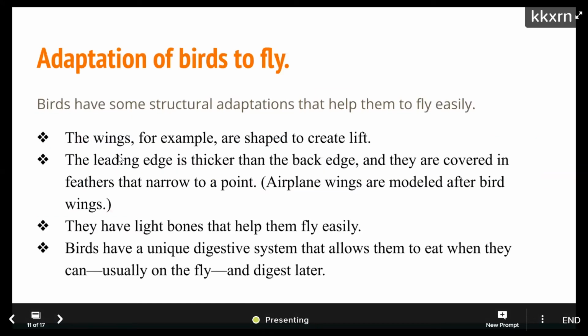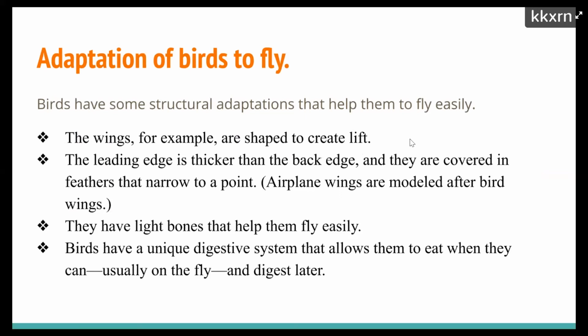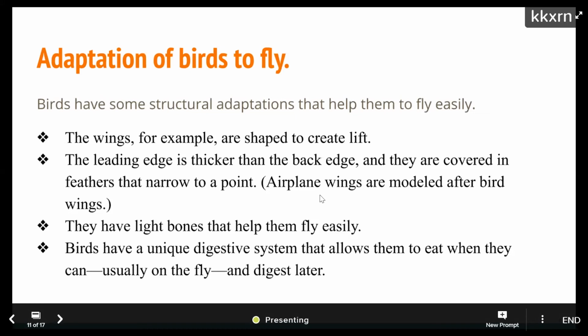In fact, the wings of the bird are shaped to create a lift, and they can move up and down, left and right, okay, which helps it to change direction easily. The leading edge, the front part, is thicker than the back part, okay? And they are covered in feathers, which help them, for example, to maintain their body temperature. I've written as well that the airplane wings took their example from the wings of a bird, okay?